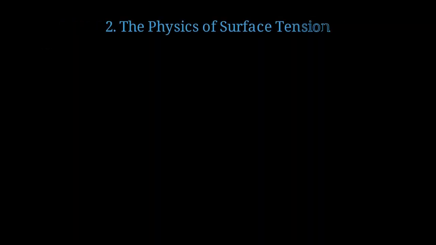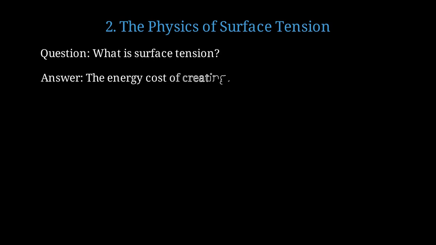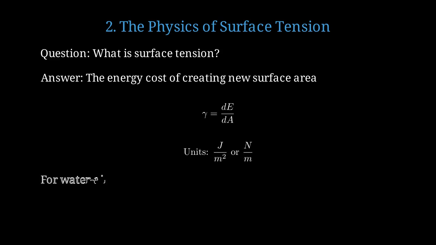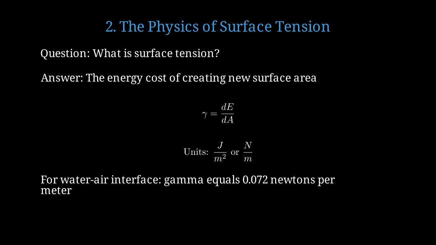To understand inverted droplets, we need to understand surface tension, the key force at play. Let's ask ourselves, what exactly is surface tension? Surface tension is the energy cost required to create new surface area between two phases, like liquid and air. Mathematically, surface tension gamma equals the change in energy per unit change in area. The units are joules per square meter, or equivalently, newtons per meter. For a water-air interface at room temperature, gamma is about 0.072 newtons per meter.